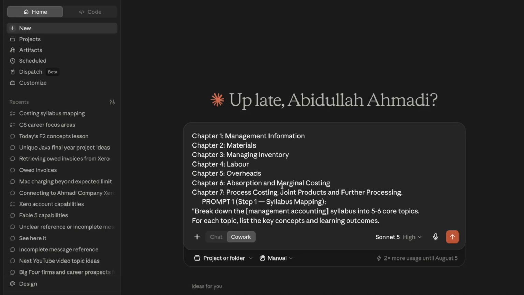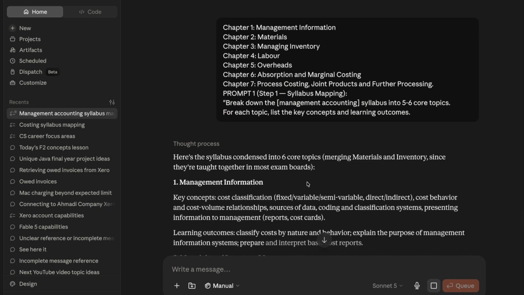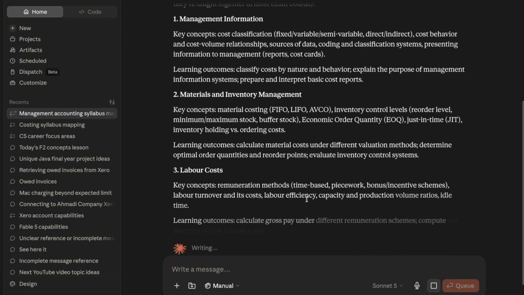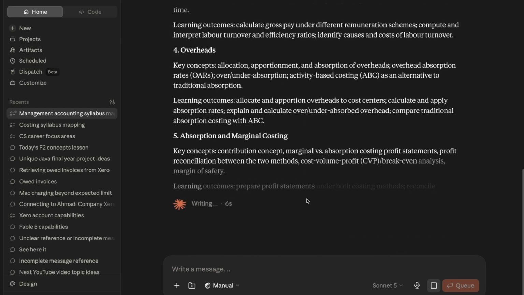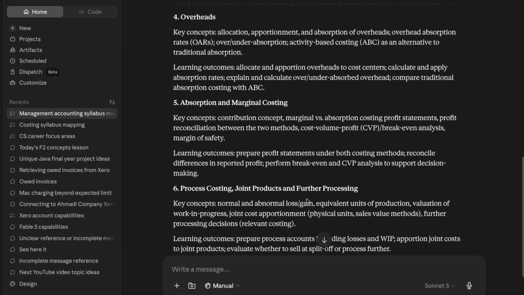Claude generates a structured breakdown. Look, it's organized by topic. Each one has concept listed. This is your study roadmap. Save it. This is what you will need to follow for the entire paper.